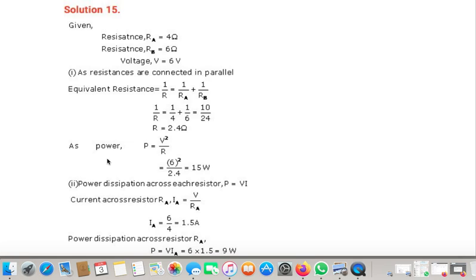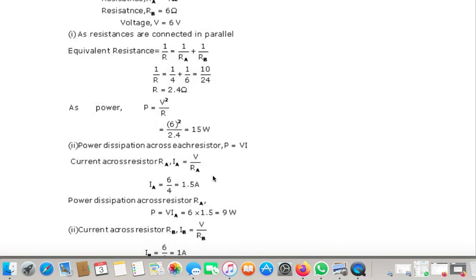Fine. Now power is P equals V square upon R. V already is 6 volts, so 6 square upon R, the equivalent resistance which we have calculated, which is 2.4 ohm. So what do I get? 6 into 6 upon 2.4. Solving it, we get 15 watt. So that is what the power is.